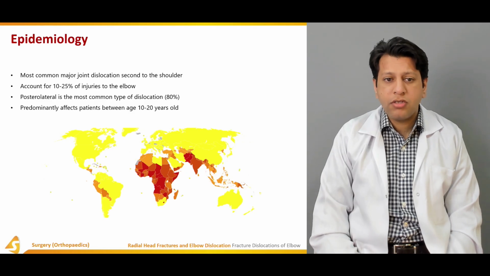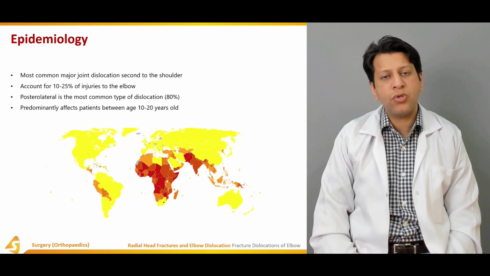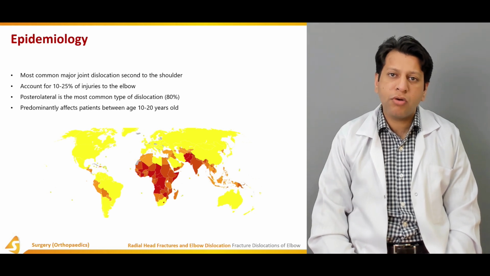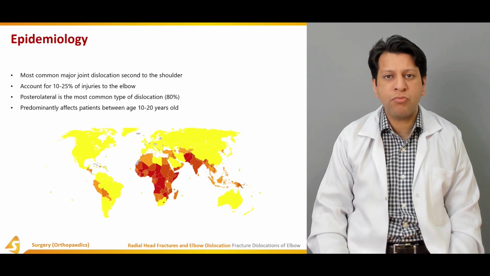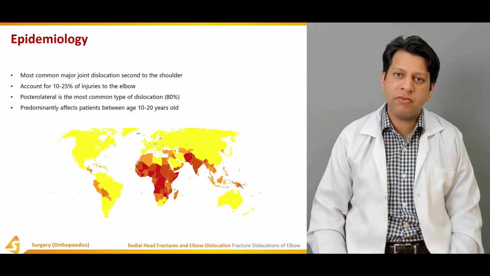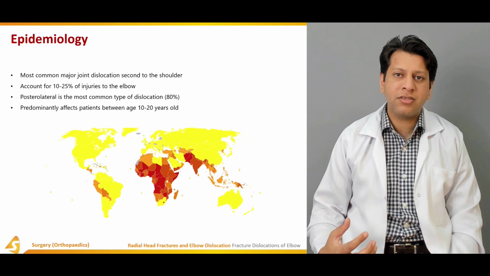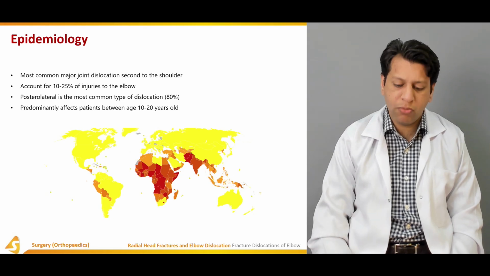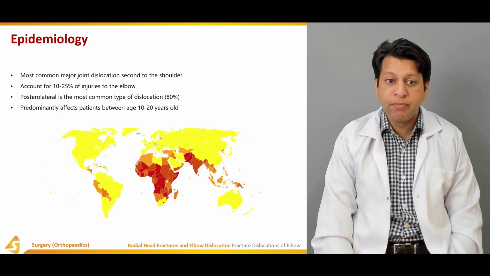Coming to the epidemiology of elbow dislocation, it is the most common major joint dislocation, second to the shoulder. Shoulder is most common, the second is elbow, because usually when we are falling, first and foremost we are using our upper limb to hold on to something, and that is why, especially during falling, this results in either a shoulder or an elbow dislocation. It accounts for 10 to 25% of injuries to the elbow.